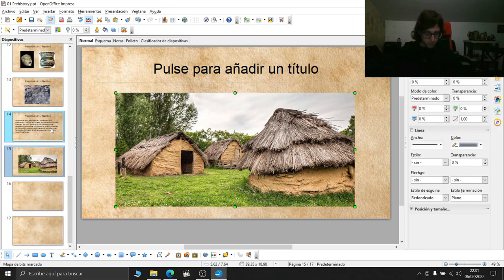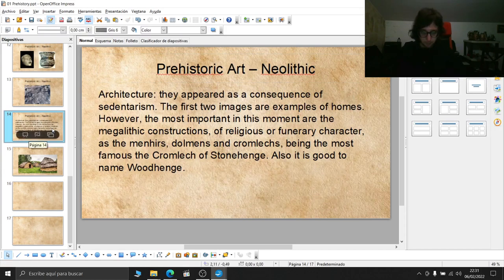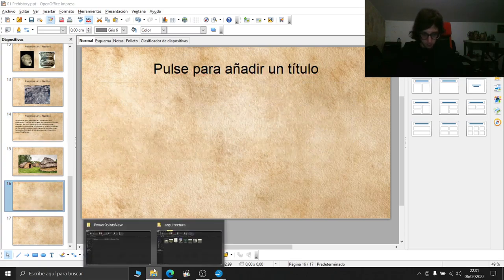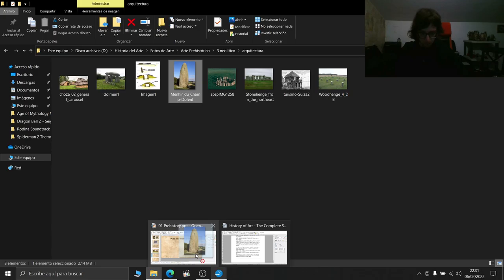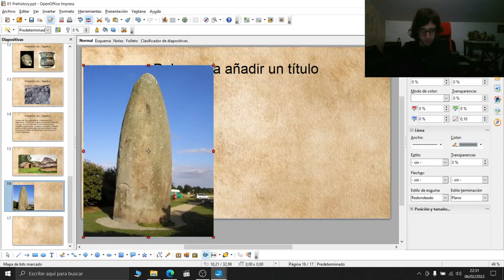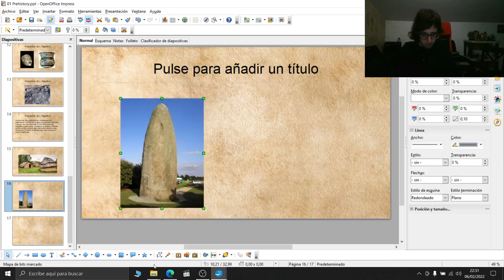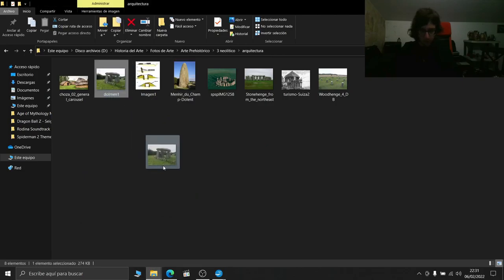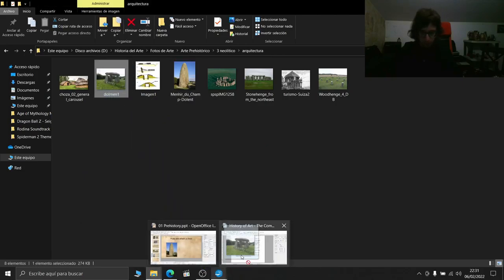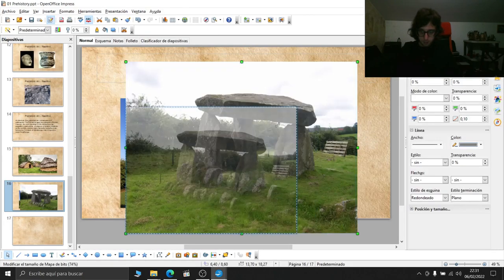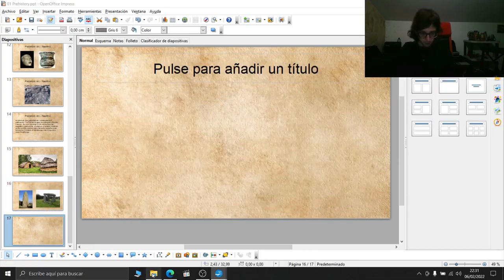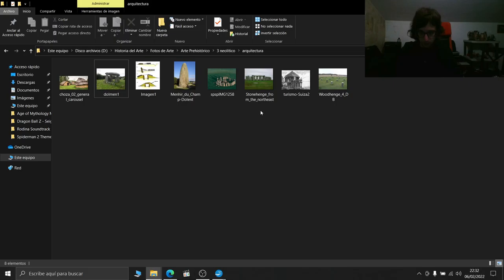Example of houses. Now, what more? Megalithic construction of religion and funerary character, such as the menhirs, dolmens, and cromlechs. This is the menhir. This is the dolmen. And cromlechs in here, Stonehenge.